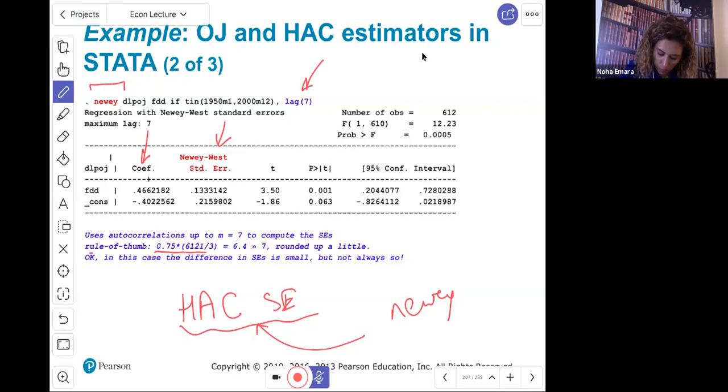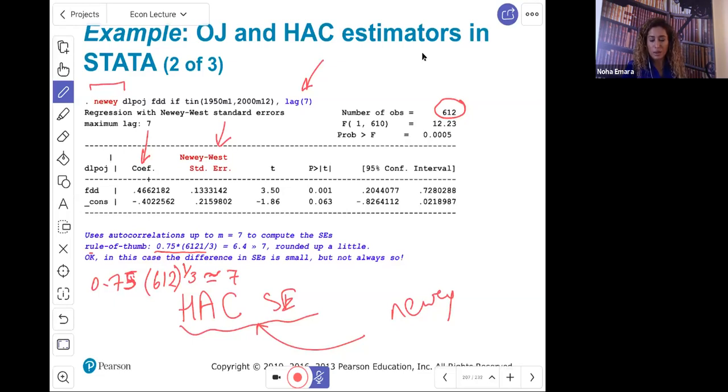I just want to tell you something. The sample size is 612. Here again is one of the things affected when I imported a PDF file. So this is 0.75 times 612 to the power 1/3. Just round it up a little bit, and it's going to be like 7. So this is telling me, use 7 lags.